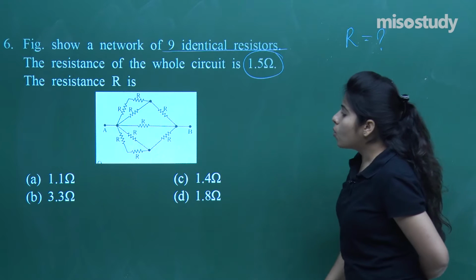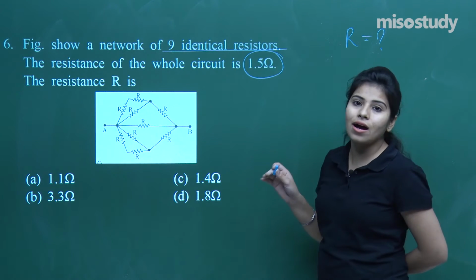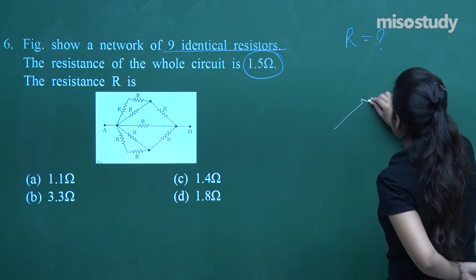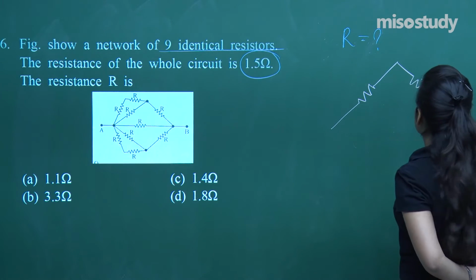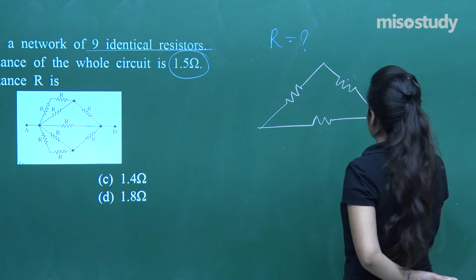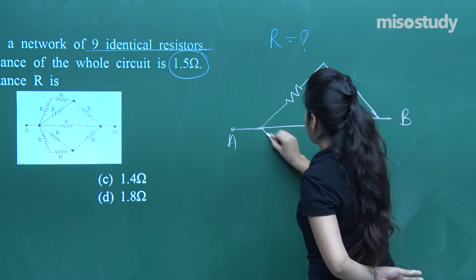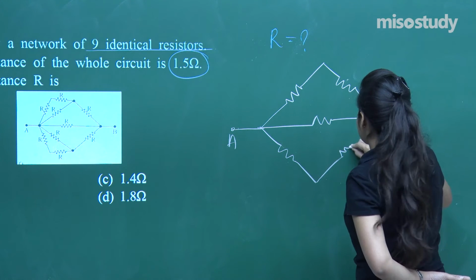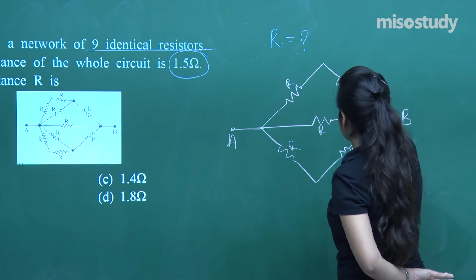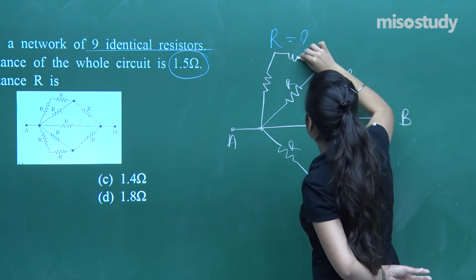Okay, so how can I find this value of R? Let me make a clear circuit before you once again. Here it is, R. This is B. R. Also here what we are having are points 1 and 2.